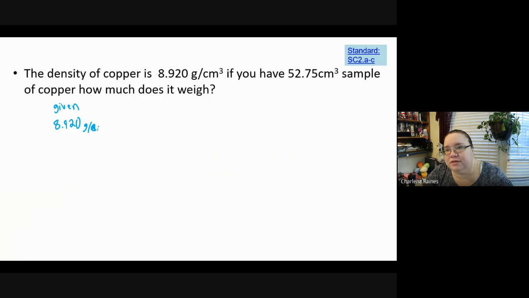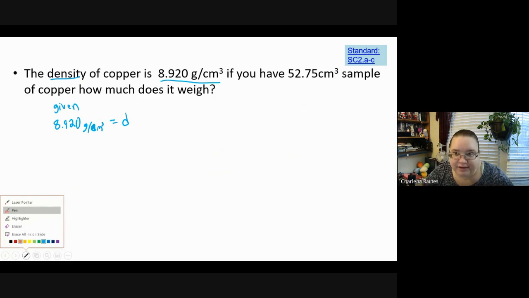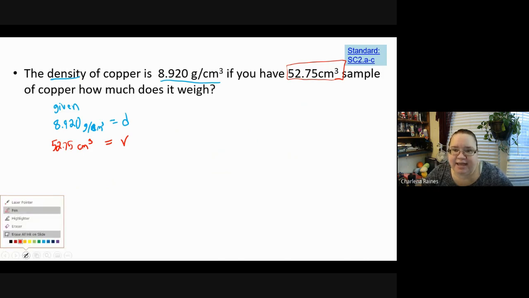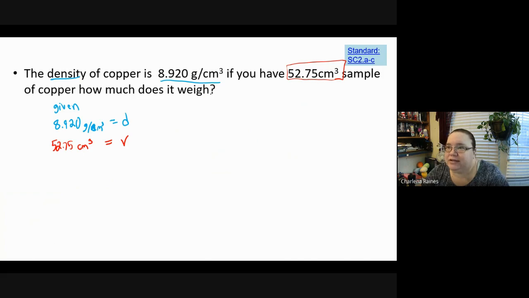Centimeters cubed. So I've got a fraction for a unit. That is a density. I mean, the problem tells me it's density, but I also have to know that when I'm seeing a fraction for a unit, that's a density. 52.75 centimeters cubed. Centimeters cubed is a measurement for volume. So we have density, we have volume, and it's asking us for weight. Well, weight is the same thing as mass for our purposes in chemistry. So we are trying to find this thing's mass.